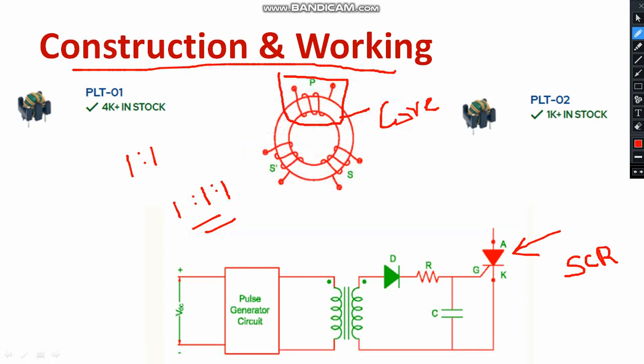But how do you provide the gating pulse to the SCR? Yes, there is a solution. We can use the pulse transformer, a pulse transformer with a suitable pulse generator circuit. This is your pulse transformer.